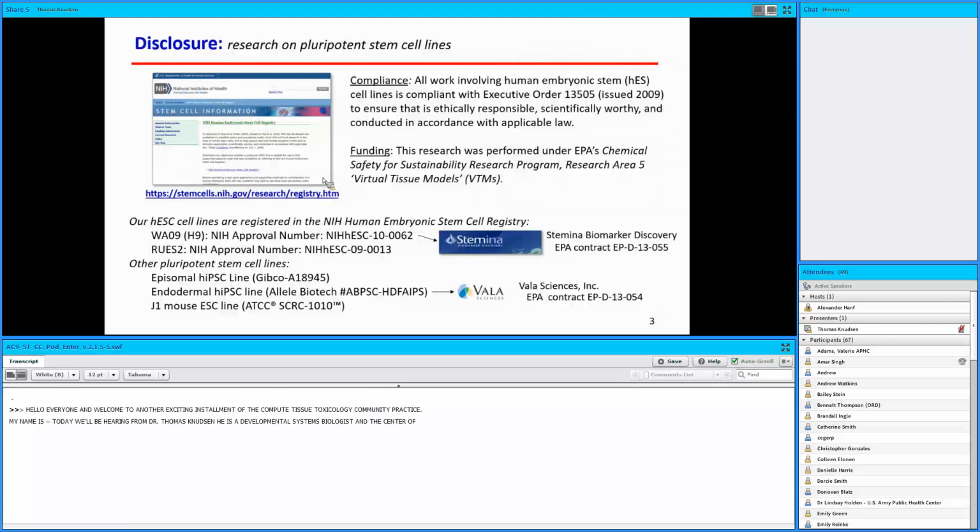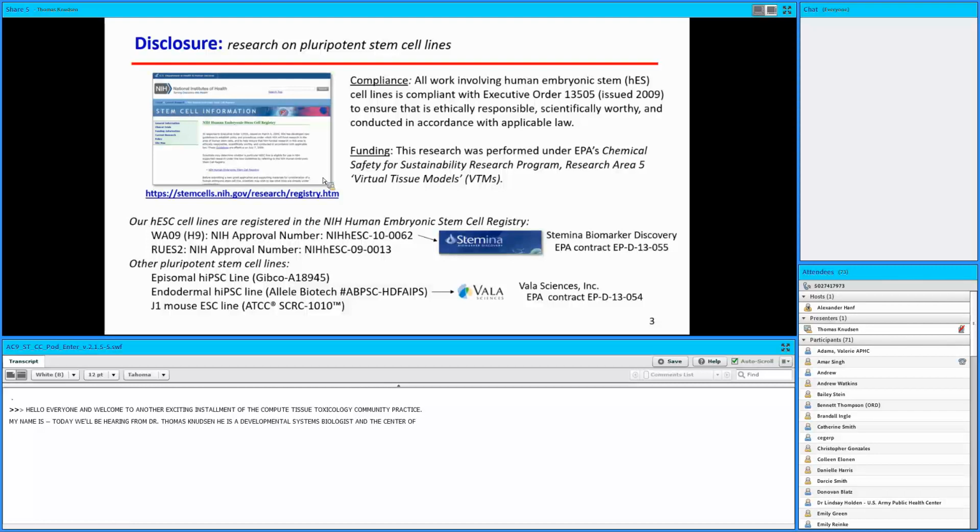I did want to bring up a disclosure, so there is sensitivity in terms of any research dealing with cells derived from fetuses. All of the work that we do here involving human embryonic stem cell lines is compliant with Executive Order 13505. That ensures that it's ethically responsible, scientifically worthy, and conducted in accordance with applicable law. All of this work is on stem cell lines. Nothing is directly from the embryo. These are all cell lines that are approved and registered in the NIH stem cells database.